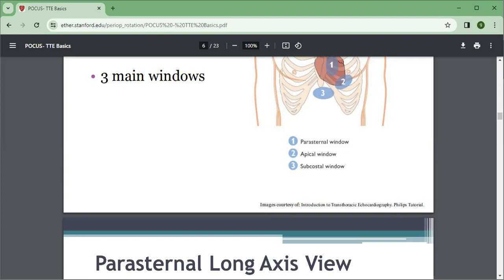With the apical window, you'll be able to see the four-chamber heart. And there is also the subcostal window. The importance of the subcostal window is to visualize the inferior vena cava.